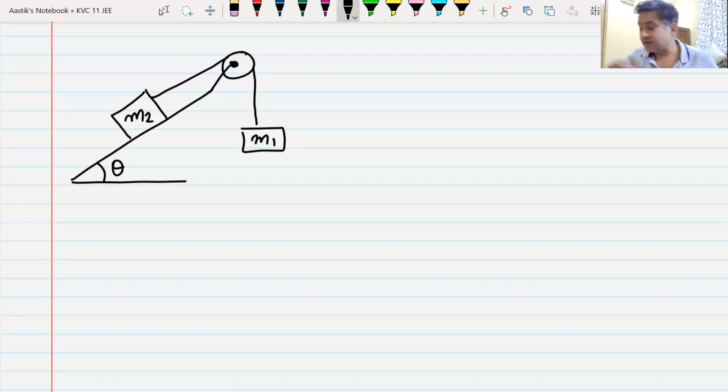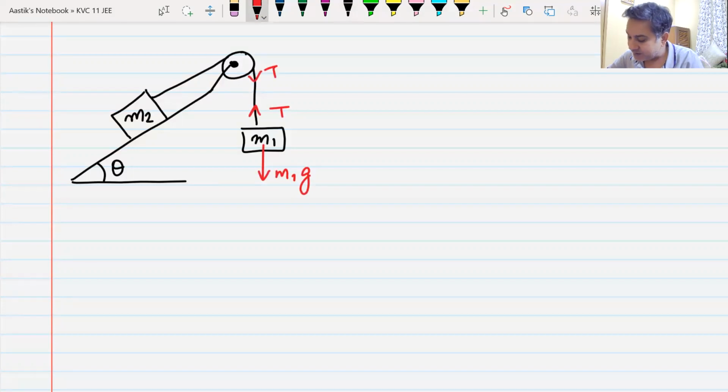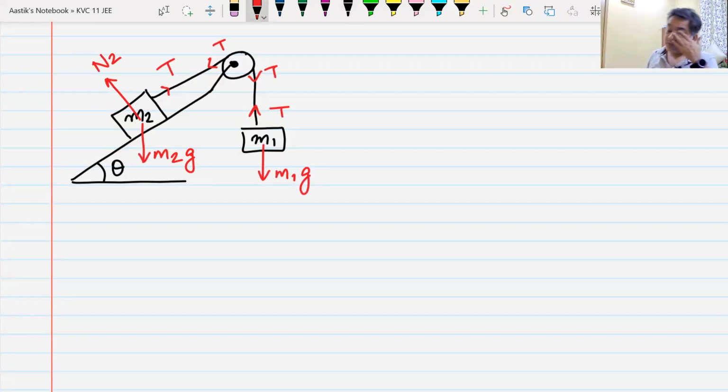I hope everyone has drawn the diagram. Let's see how I draw the diagram. Again, the weight of the block is M1G. There's only one tension, so why should I call it T1? Let me call this T. The same tension will apply here, here, and here. The weight of this block goes downwards, remember that? And this block is kept on an incline on a surface, so this N2 comes here.